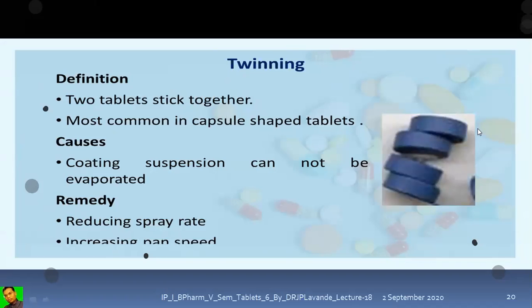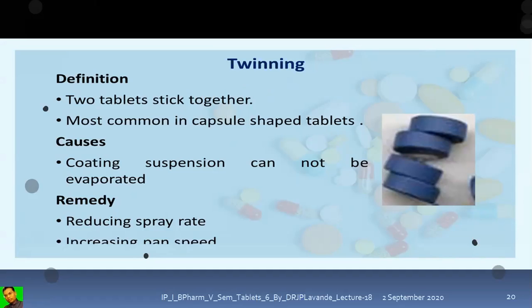Why is it most common in the case of the capsule shaped tablet? Because they have a larger surface area which comes in contact with each other. That's why the twinning defect is very common in the case of capsule shaped tablets or elongated tablets. What are the causes? The cause is that the coating suspension cannot be evaporated. So there is improper evaporation.